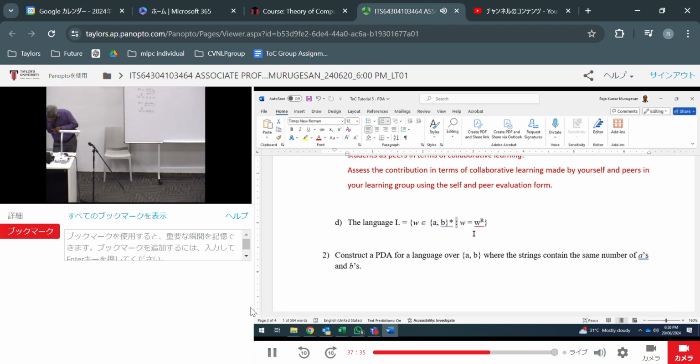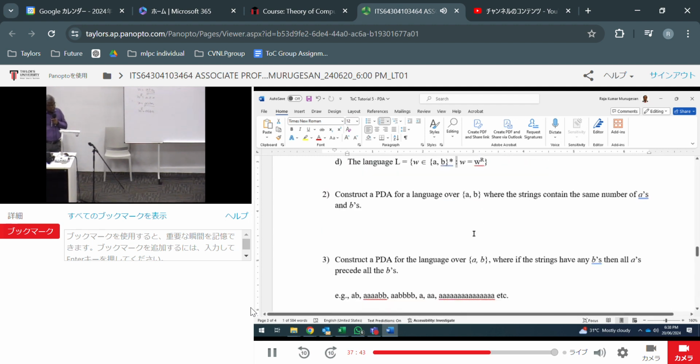Question 2, I will come back. I am going to jump to question 3. Question 3 is a bit interesting. I am going to solve that and come back to question 2. Because question 3 is an assessment 1 task, but I am going to solve it for you.